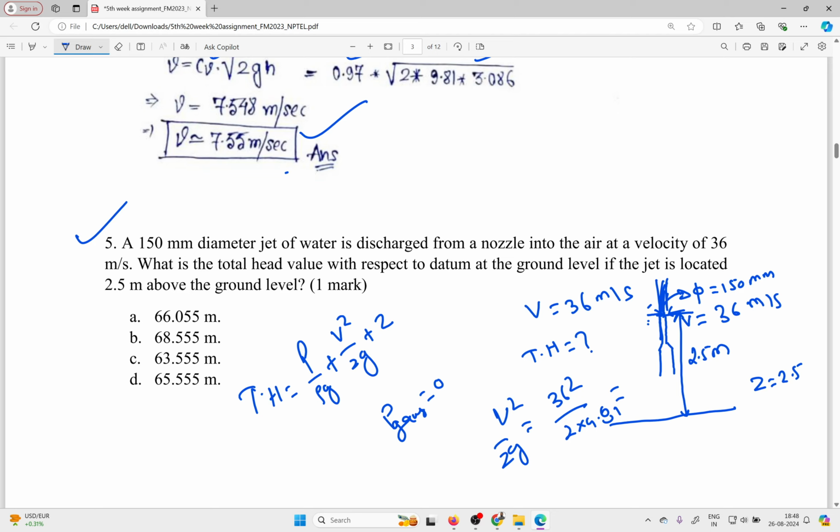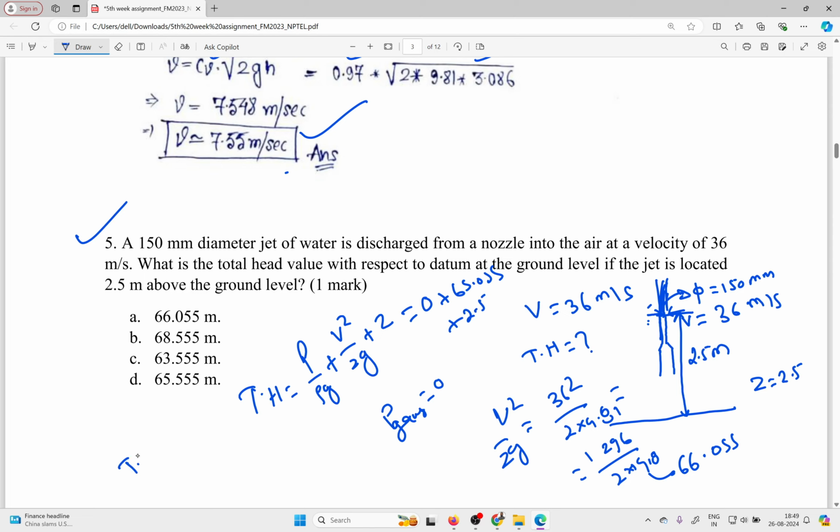So it will come 36 into 36, 1296 divided by 2 into 9.81. So it will come 66.055, or you need to calculate, you need to add 2.5. Let me write here, this will be 0, this will be 65.055 plus 2.5.